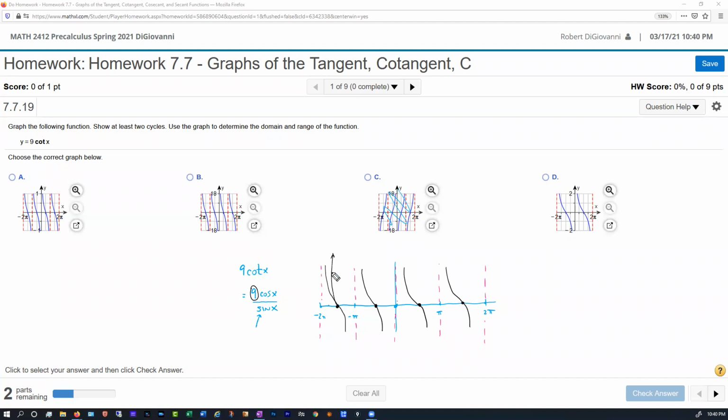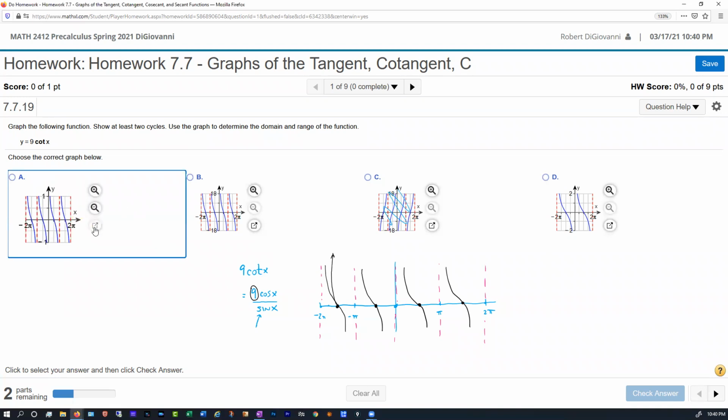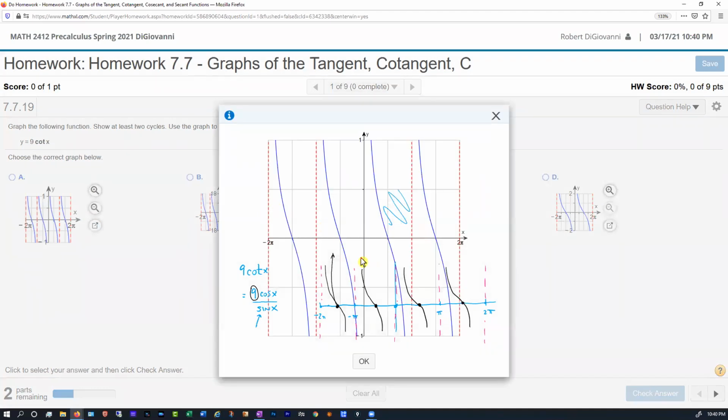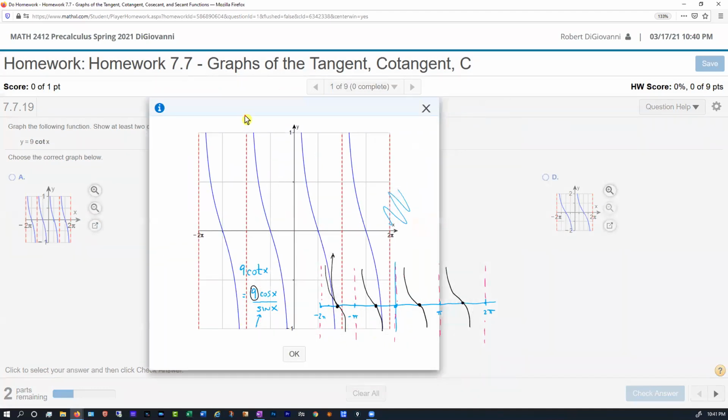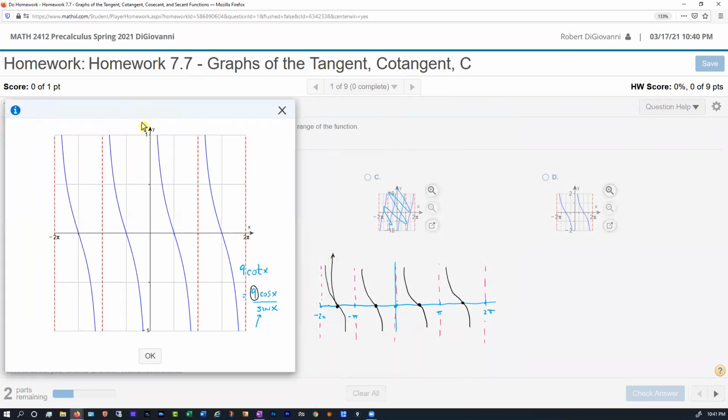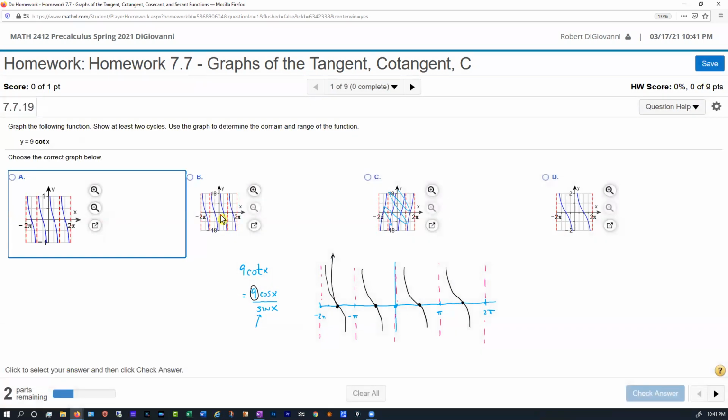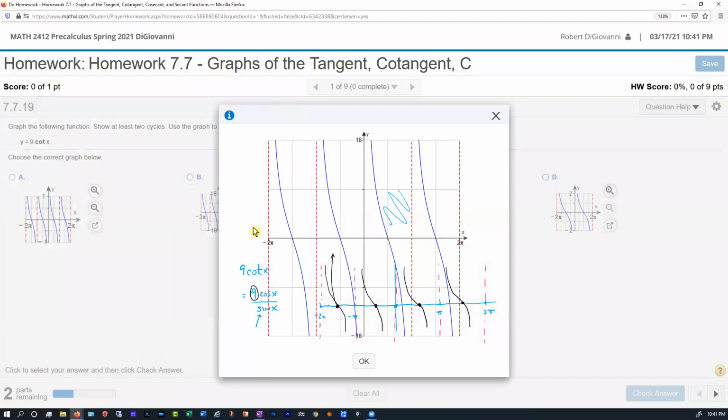Let's take a look at these graphs and see if we can tell by looking which of these it is. In this one, I'm going to have to make that bigger. Here we have vertical asymptotes at 2 pi, at pi, at negative pi. So this one looks pretty good, so that may be it. Let's look at this one here. We may have to do a little more analysis on this. Let me make that one bigger. Yeah, this one also has vertical asymptotes there.